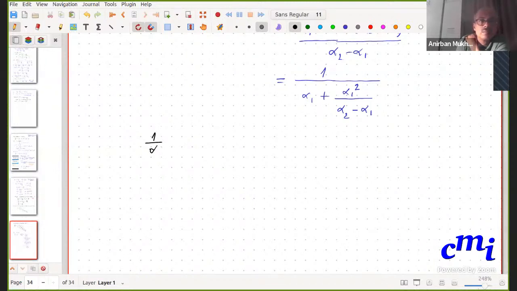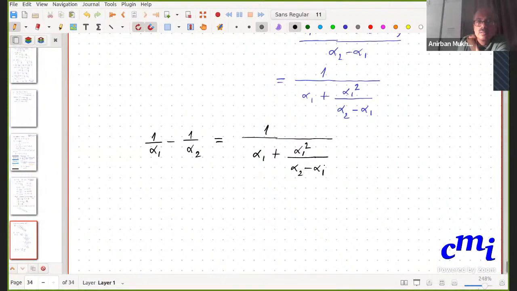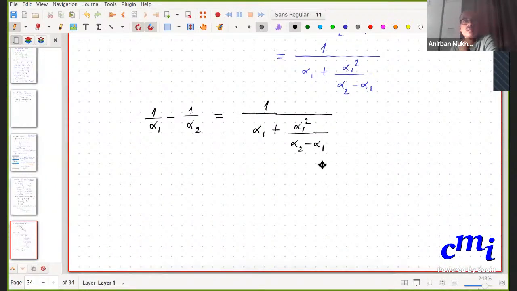1 over alpha 1 minus 1 over alpha 2 is equal to 1 over alpha 1 plus alpha 1 square by alpha 2 minus alpha 1. So we are going to use this repeatedly. So this is the formula we are going to use repeatedly. So let's see first few terms.